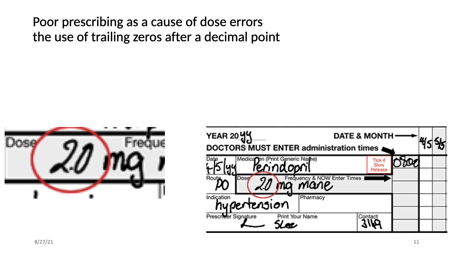The use of trailing zero after the decimal point can be a source of confusion. This dose is 2, but sometimes in a confusing night you can miss the decimal point and read it as 20 milligram. Avoid trailing 0.